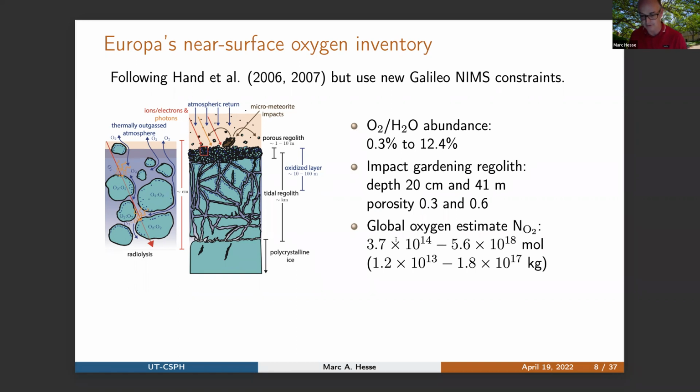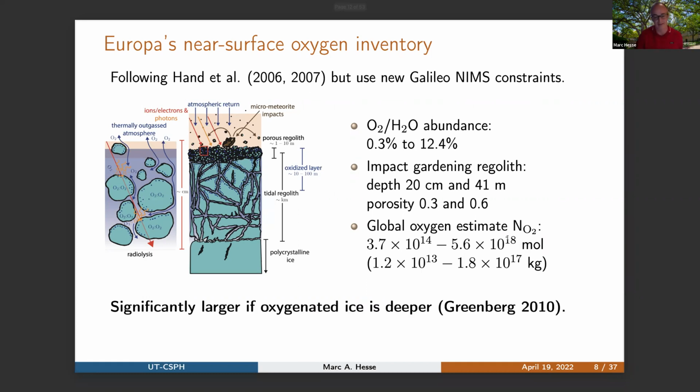And if we do this, as I said, we come up with a total estimate of the moles of oxygen in Europa of somewhere between 10 to the 14 and 10 to the 18. Okay, so that's the budget we have available. And that's a big if, because this is really only our estimate for what's in this regolith, right?